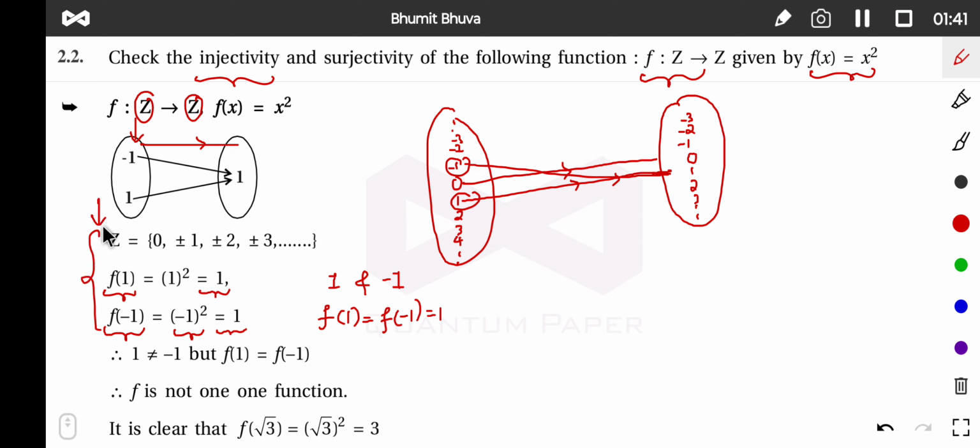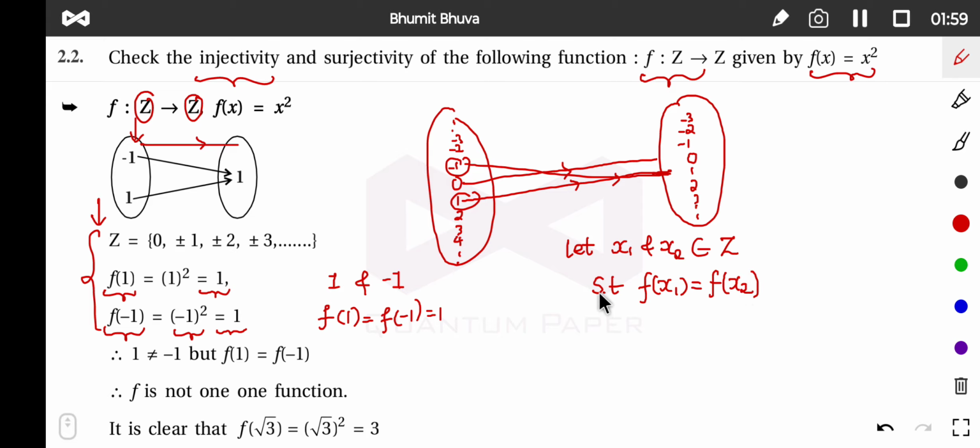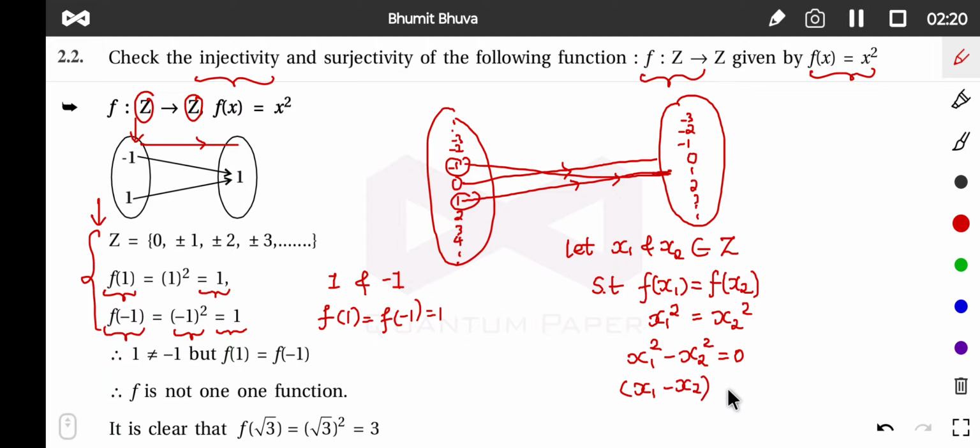If it is not one-one, we can give a counterexample. If you want to write down the proof, let x1 and x2 belong to the domain, that is the integers Z, such that f(x1) = f(x2). Two elements, any two elements from the integers, such that their images are equal. That means x1² = x2². Taking x2² to this side, x1² - x2² = 0. Applying a² - b², it becomes (x1 - x2)(x1 + x2) = 0.